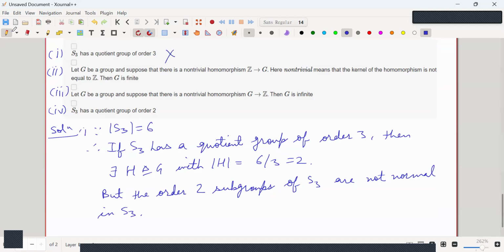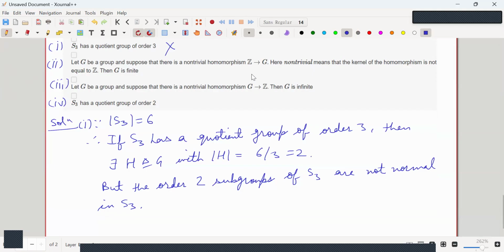What about the second one? Let G be a group. Suppose that there exists a non-trivial homomorphism from Z to G. By non-trivial homomorphism we mean the kernel of the homomorphism is not the entire domain, or in other words, not everything in the domain is mapping to the identity. There exists at least one element in the domain which is mapping to a non-identity element.